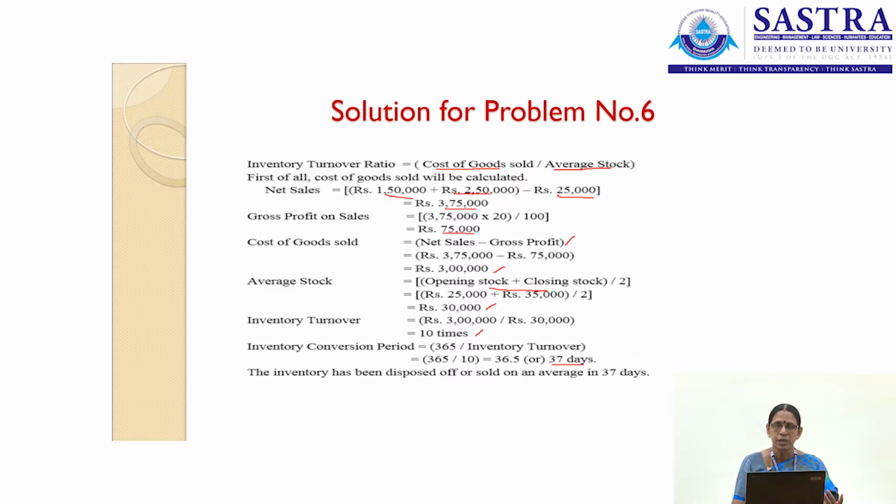As we already saw in the last problem, this can also be calculated in terms of months. 12 months divided by 10 will be 1.2 months. It is otherwise 6 weeks. The inventory has been disposed of or sold on an average in 37 days. So in every 37 days, the inventory is converted into cash.